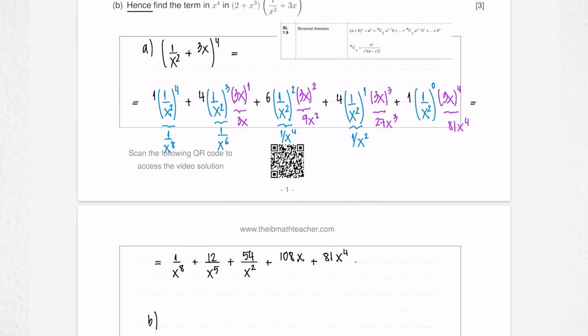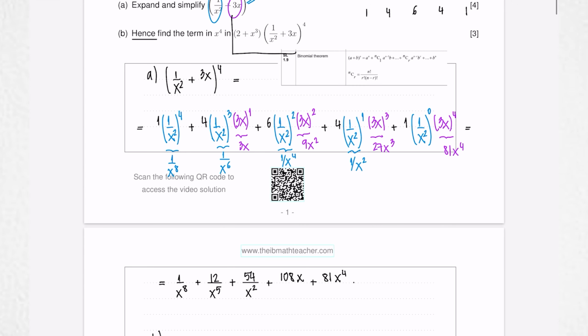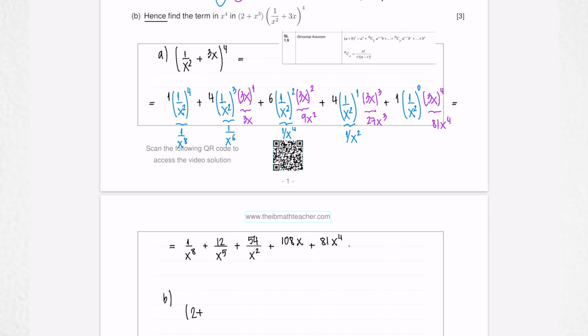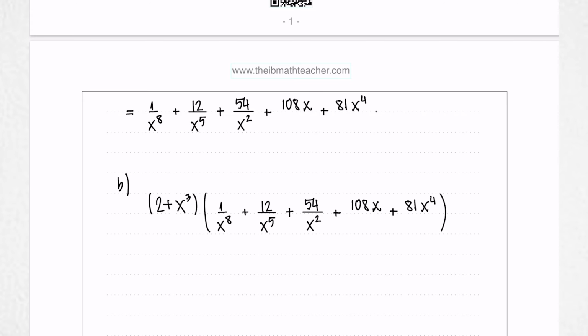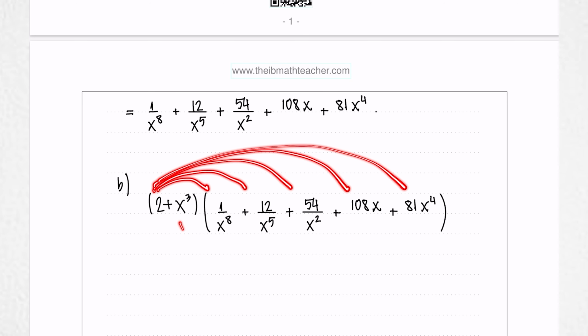Now on to question B. And do notice the word hence here. Hence find the term in x to the 4th in (2 plus x cubed) times what we had previously. Instead of writing this, we can replace (1 over x squared plus 3x) to the 4th by the expansion that we got. And what's the advantage of that? Well, if we do so, we get to see which combinations, which products will generate a term in x to the 4th. And there are 2.